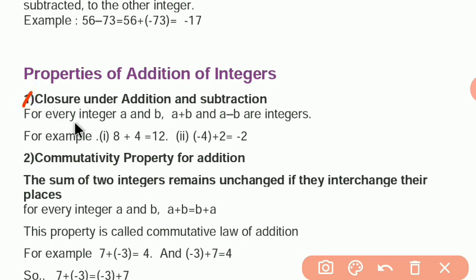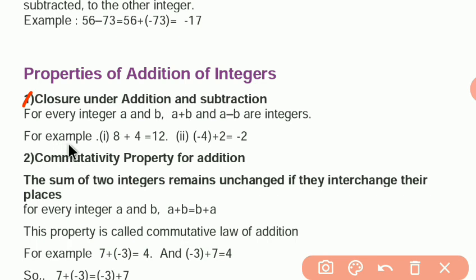Closure means closed. You can see, for every integer a and b. Here a and b mean integers in general terms. Here a and b can be any number, for example 1, 3, 5, 7. So for writing the properties we always use general terms a and b, or you can use any alphabet you want. So for every integer a and b, a plus b and a minus b are integers.